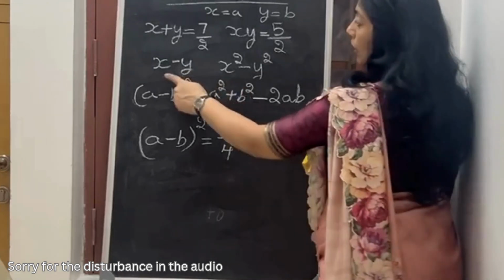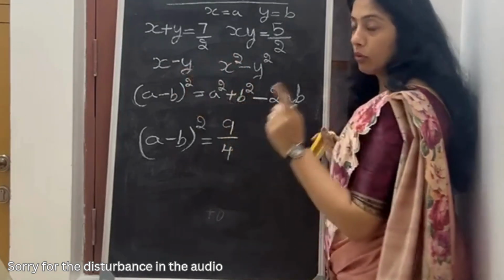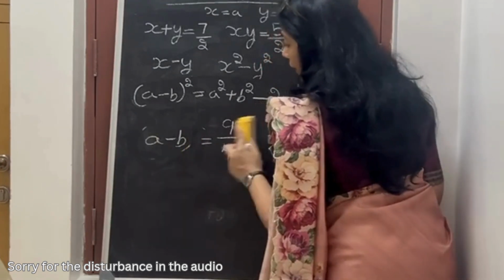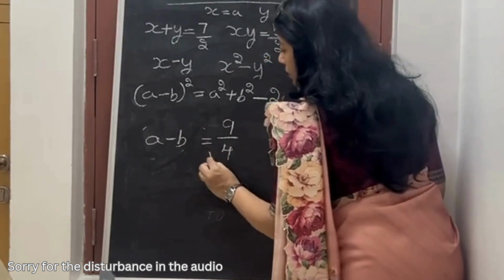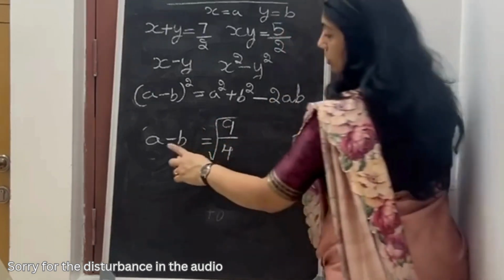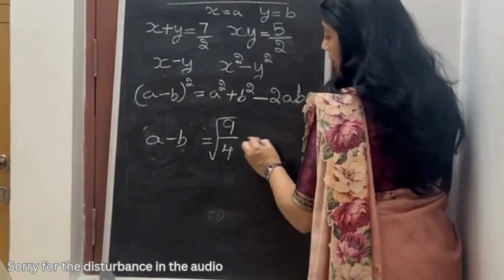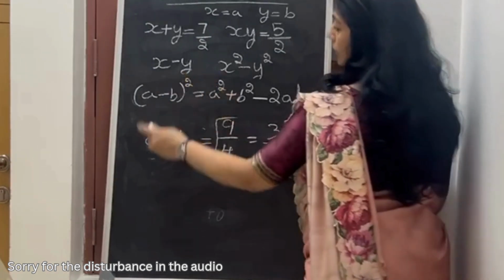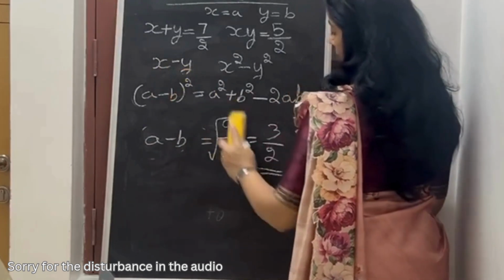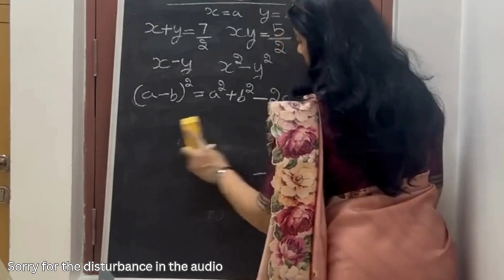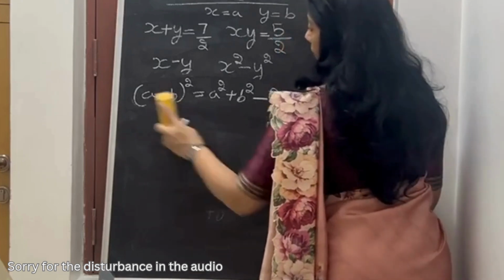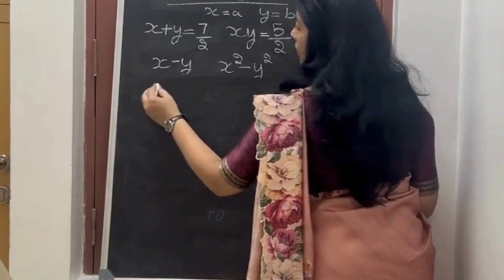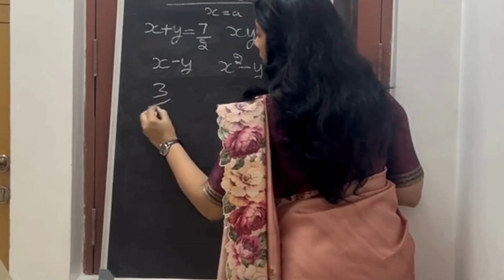Okay. Now what I want is a minus b. I don't want the whole square, so the square will be removed from here, and I'll take the square root. Because it was a square, I made the square root. What's my answer? 3 by 2. So I got the answer. So x minus y is how much? 3 by 2.